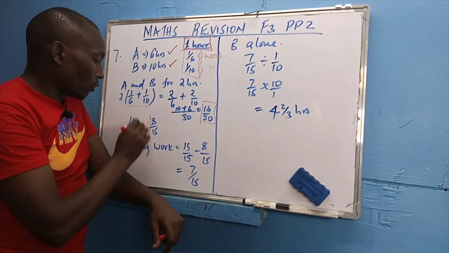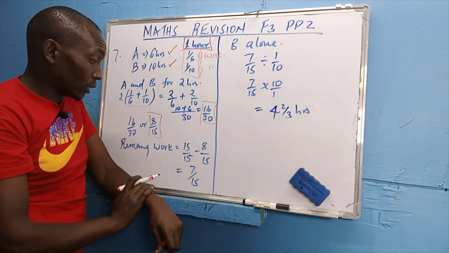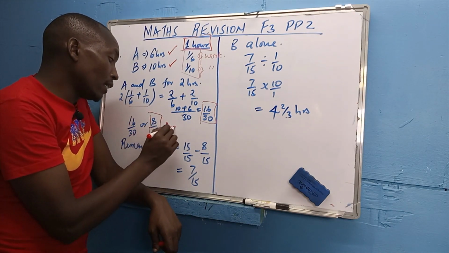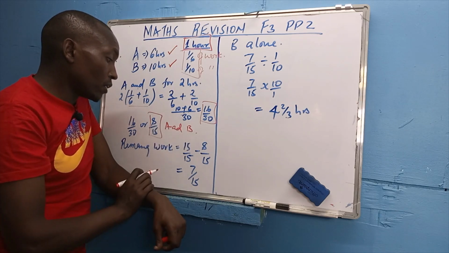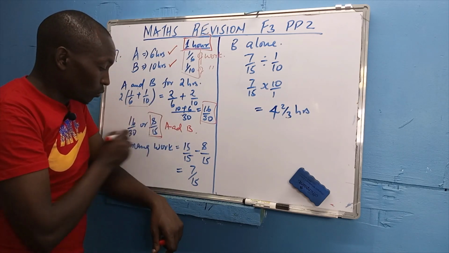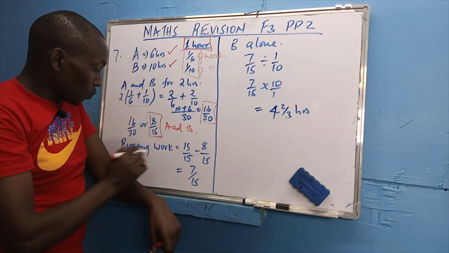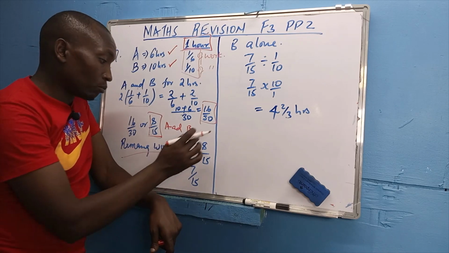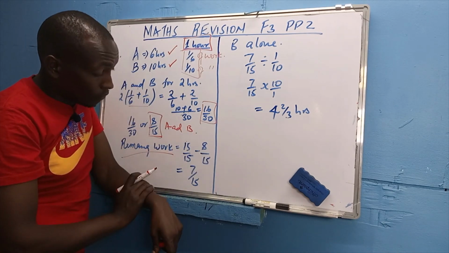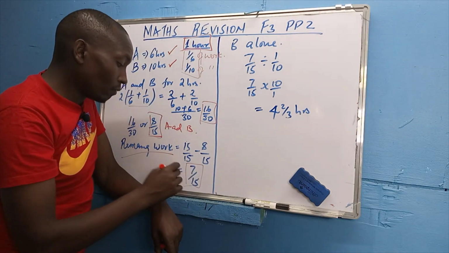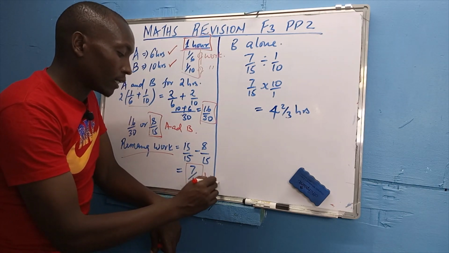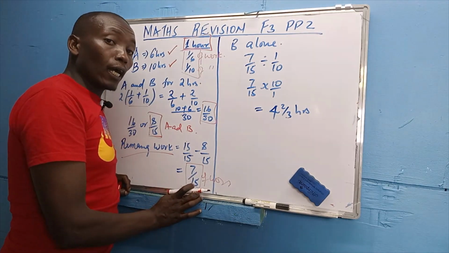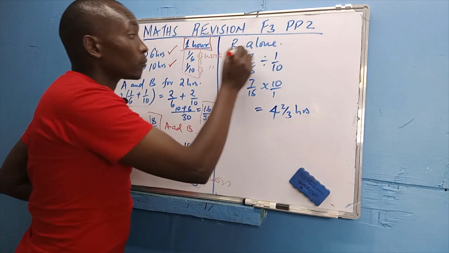If you like, you can call it 8/15, the equivalent fraction. So this is the piece of work that was done by the 2 machines, A and B, within 2 hours. Now we need to work out the remaining piece of work. The whole piece of work, 15/15, subtract 8/15. With that, 7/15 of the work is not yet done. So this is the piece of work machine B will do alone.